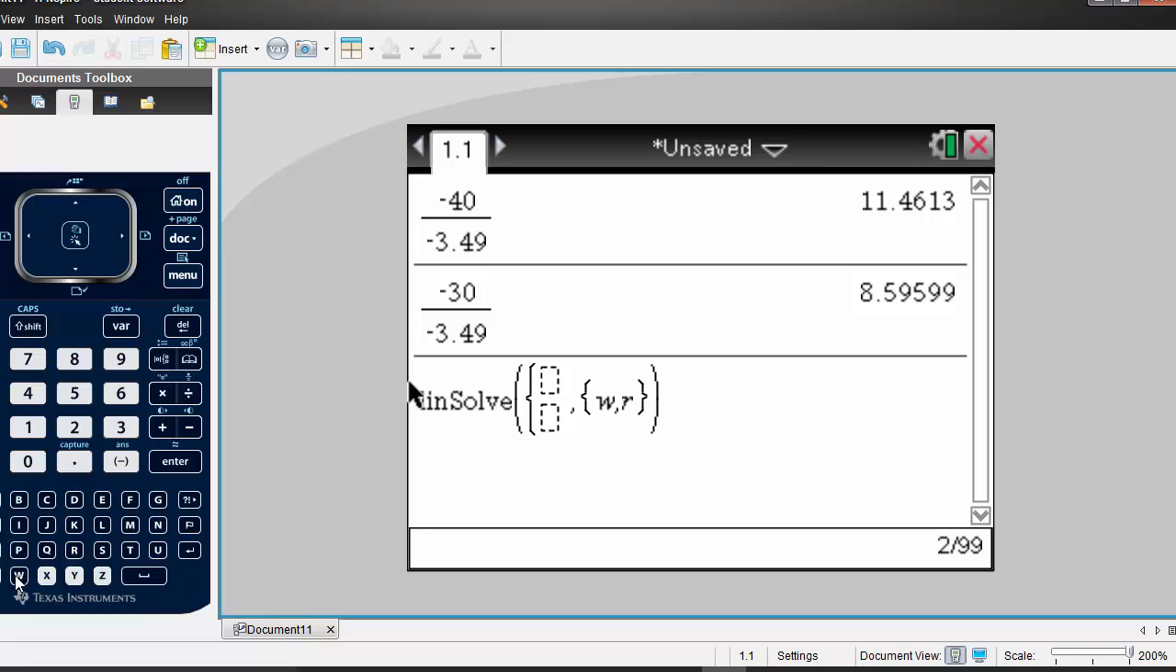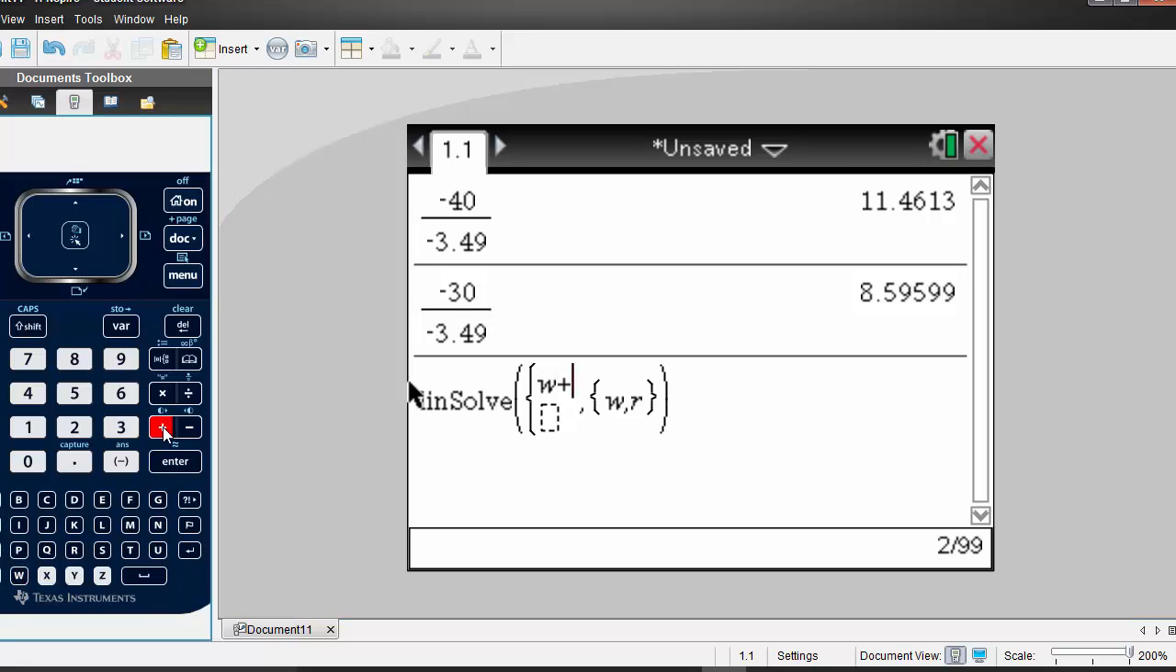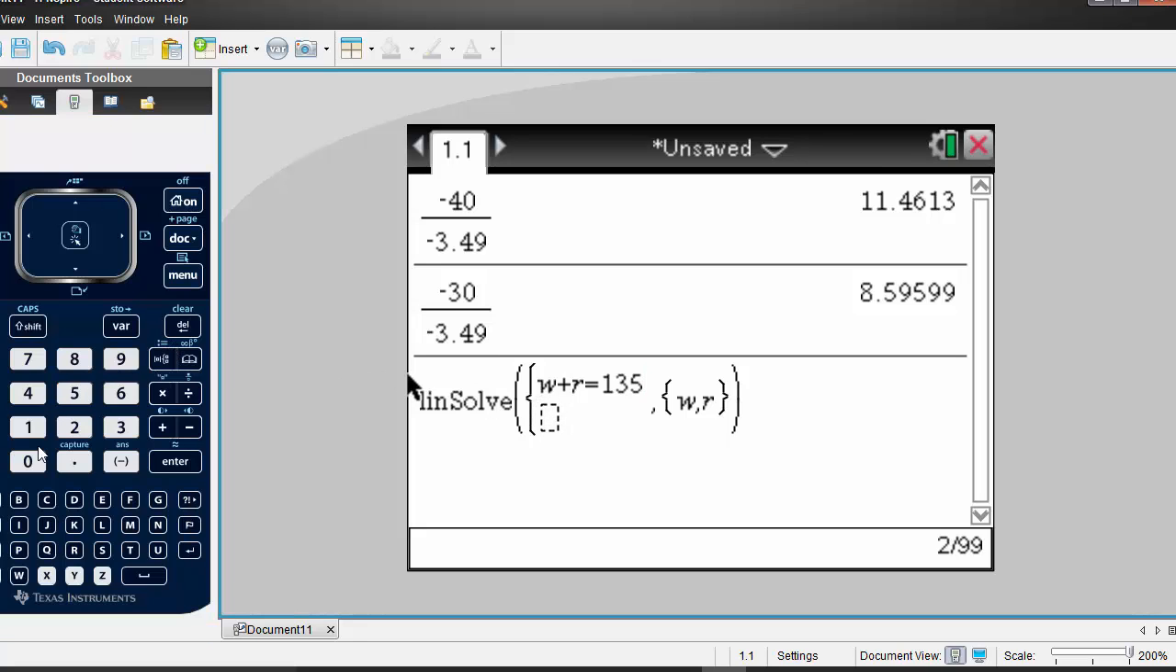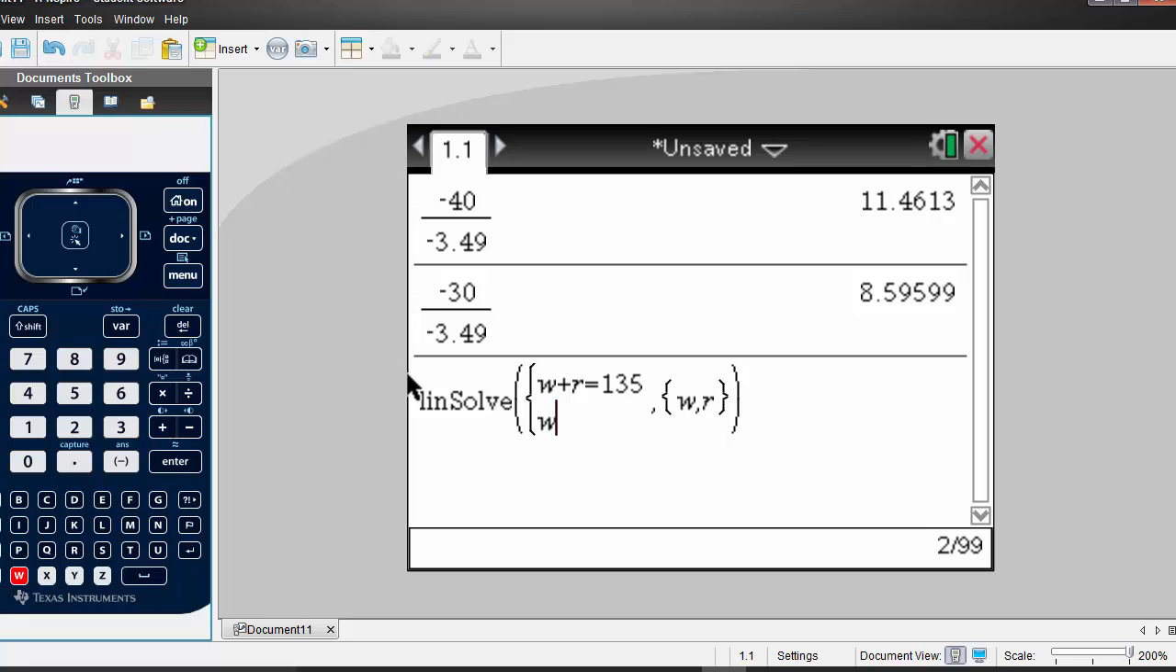Now the first equation I gave you was that all the walking shoes plus all of the running shoes equals 135. So I'll put that in there: W plus R equals 135. The second equation that I wrote down says that W is equal to 1.5 times R. So times R.